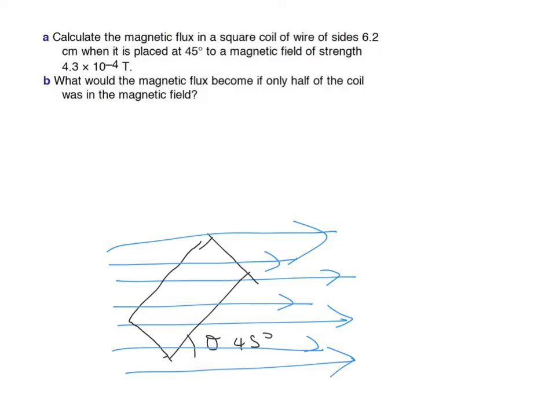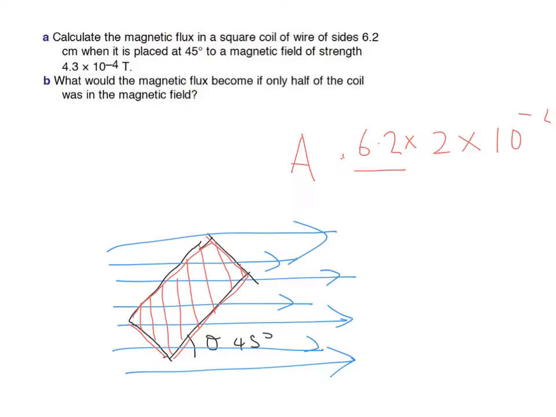So here is a diagram trying to depict what's going on. You have a rectangular coil with an area, and what you have to work out is how many of these field lines are going to be in this space. The area is really important, and the area would be 6.2 times 2, and of course it's centimeters, so it's times 10 to the minus 2, converting centimeters into meters. That gives us our area.